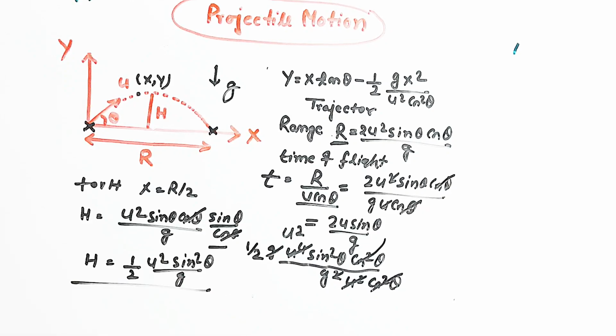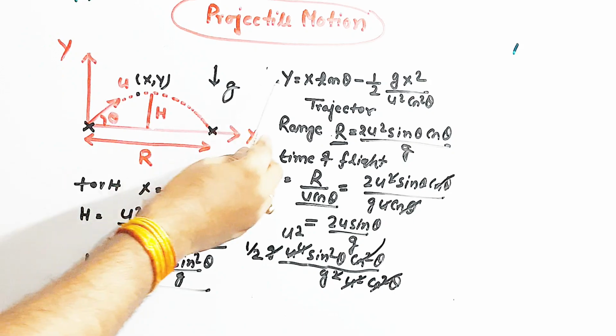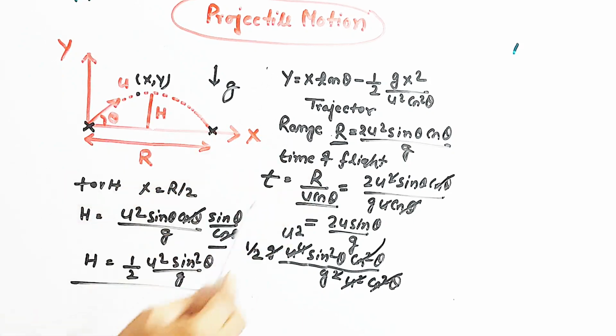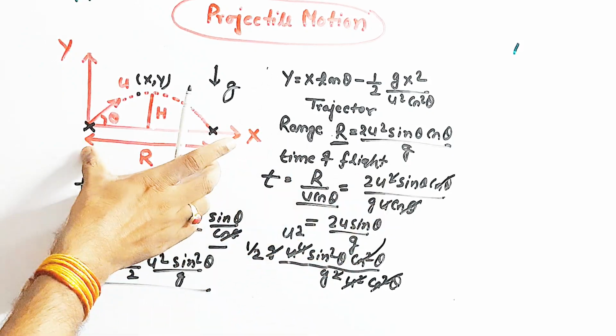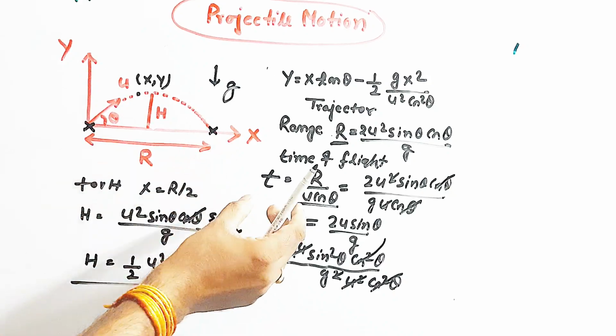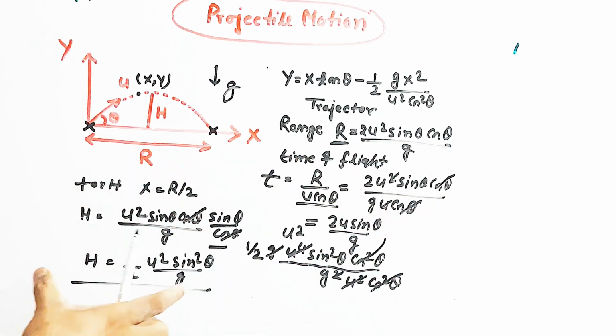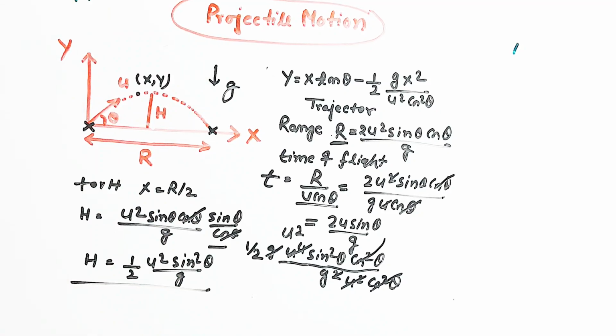So you got all the 4 terms: the projectile trajectory, range R, time of flight, and maximum height. These 4 important parameters for projectile motion must be remembered to handle the problems of projectiles.